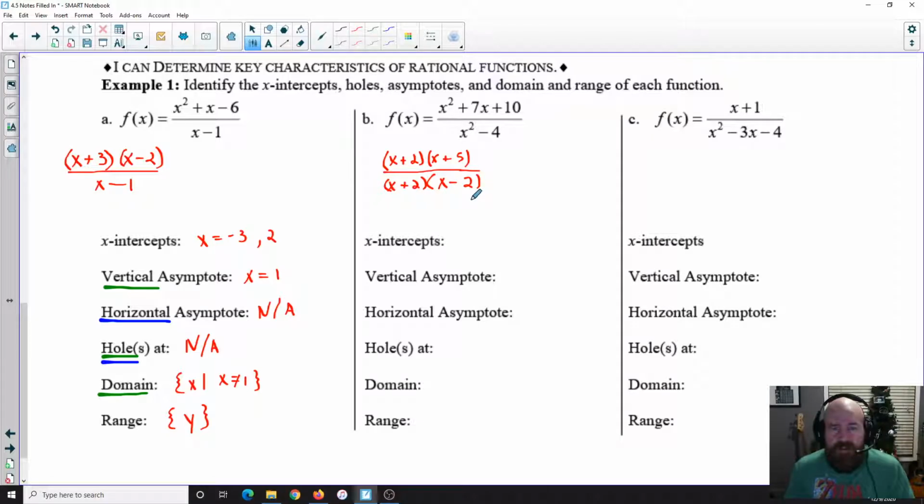So we look to see, after we factor, what cancels out. Well, x plus 2's would cancel out. So those go away. And a hole is created whenever we cancel something out. So we take what we canceled out, set it equal to 0, and solve for x. So we have a hole, and we want to find the coordinate.